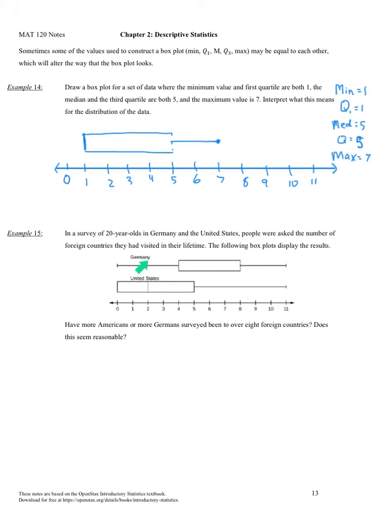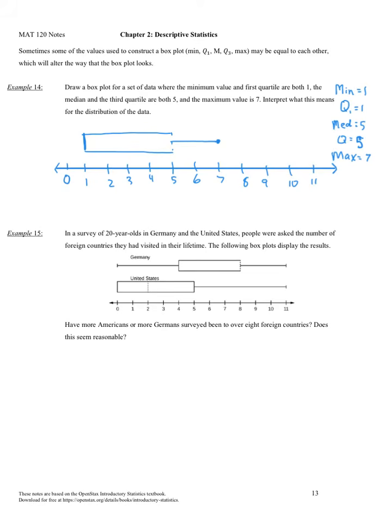In example 15, we have a double box and whisker plot. One representing 20-year-olds in Germany and how many visited foreign countries, and another surveying 20-year-olds in the United States and how many have visited foreign countries. Look at these two box and whisker plots carefully. The first question says, have more Americans or more Germans surveyed been to over 8 foreign countries?